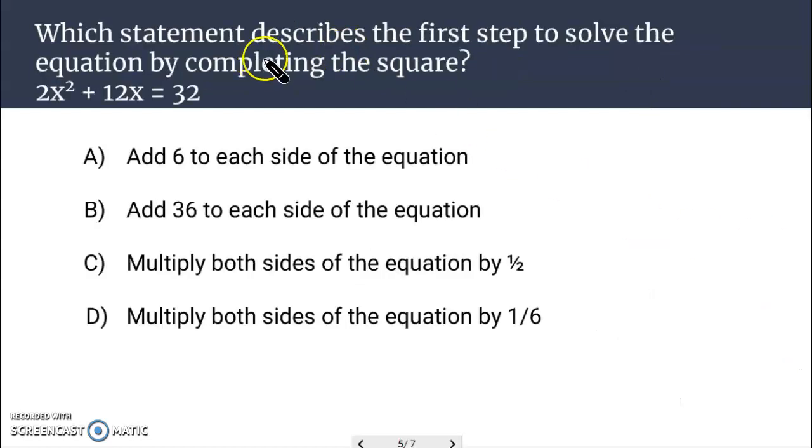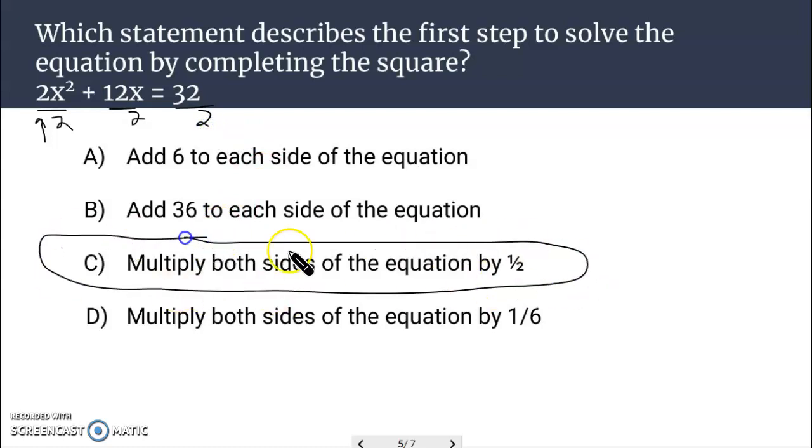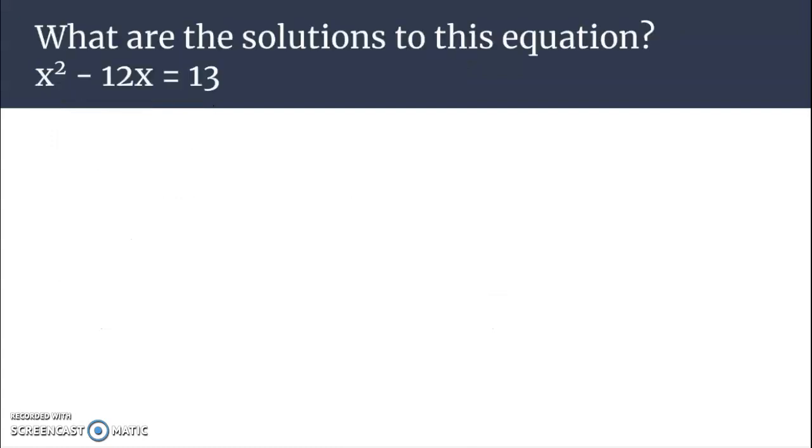Alright, which statement describes the first step to solve an equation by completing the square? We've got to deal with that too. We need to get the x squared by itself. We're going to divide everything by 2. Dividing by 2 is just the same thing as multiplying by a half. Everything multiplied by half. It's like you're taking half of everything. And then we have another 2 examples here of actually doing the steps.